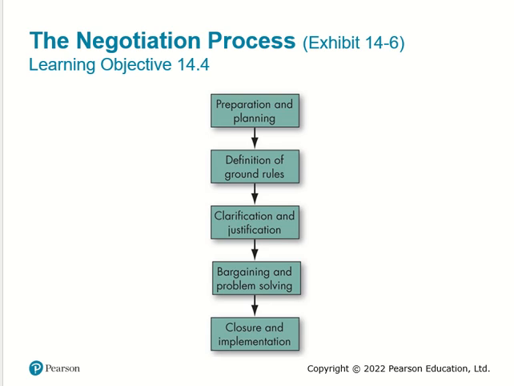So it views that negotiations are comprised of 5 steps. First, preparation and planning, definition of ground rules, clarification, and also justification. Then start bargaining and problem solving. Then the final one will be closure and the implementation of the outcomes of the negotiation that happened.